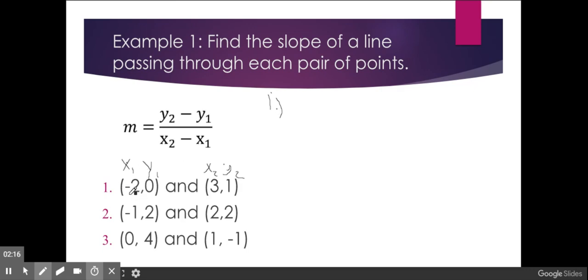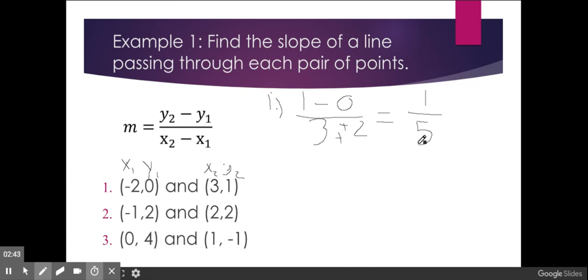You do, however, want the first number always to be your x and the second number to always be your y. So now if I plug it into the formula, I get 1 minus 0 over 3 minus negative 2. So 1 minus 0 gives me 1, 3 minus a negative, so a double negative becomes plus. So for number 1, my slope would be 1/5.